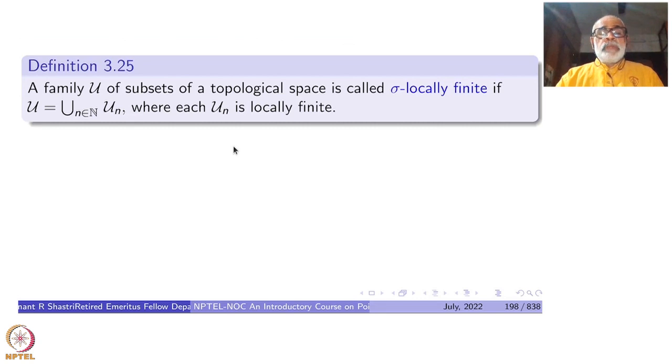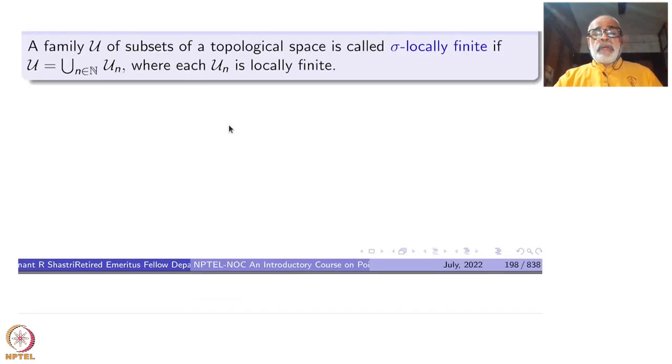Okay, so we begin with a definition. A family of subsets of a topological space is called sigma locally finite if the family can be expressed as a countable union of subfamilies Vn, each of them locally finite. Obviously, if something is locally finite already, then it is sigma locally finite.